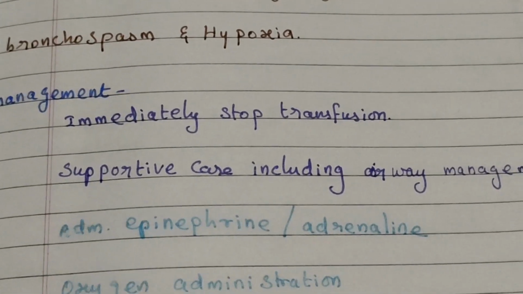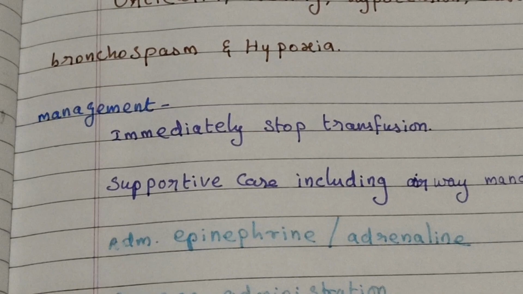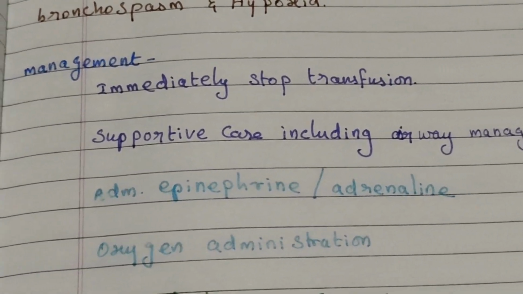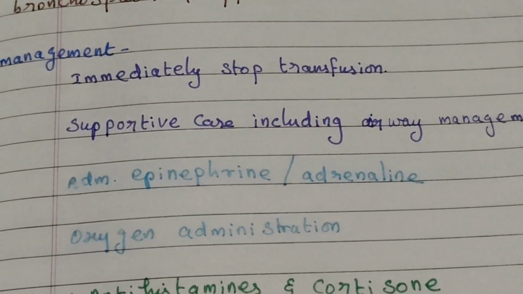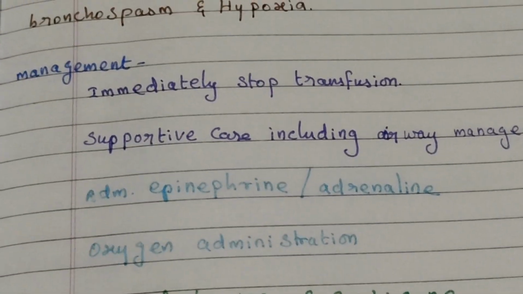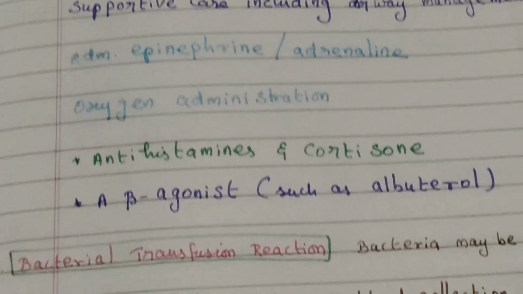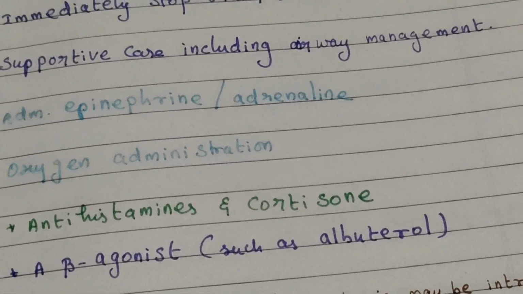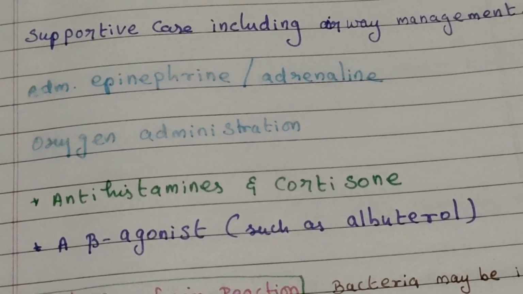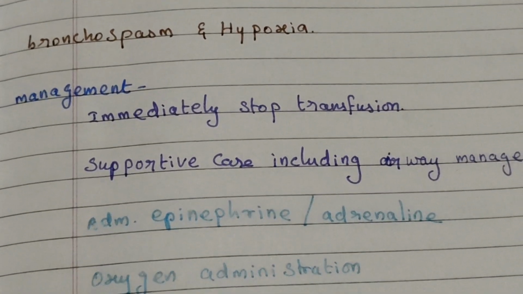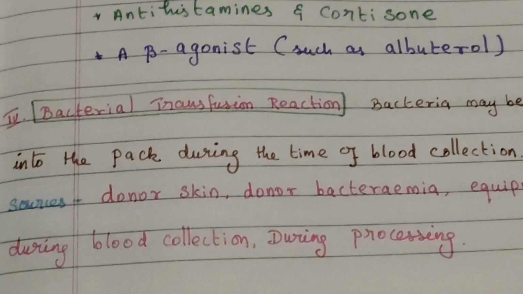How to manage? Immediately stop transfusion, then supportive care including airway management, then administration of epinephrine or adrenaline, then oxygen administration, then antihistamine, cortisone, then beta agonists such as albuterol can be used. This is all about anaphylactic reaction management.